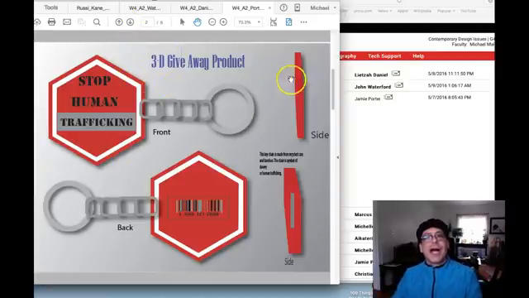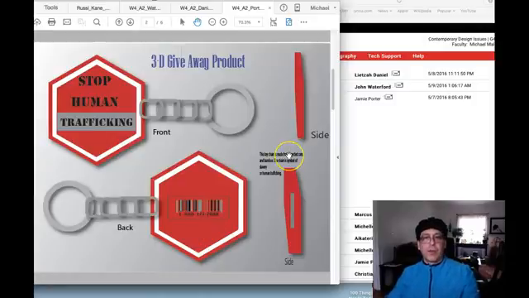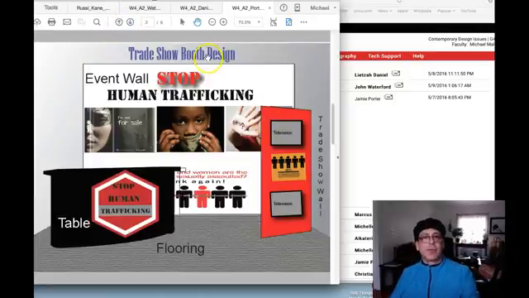Okay? Your 3D product, don't forget, you have to mock this up. Actually build it with your hands. Find stuff and build it, put it together with your hands so that we can see it and you can hold it. And that's what a mock-up is. And we always do that in design in order to get a good, tangible feel of what your design is going to be like. So you need to mock that up and take pictures of it. Trade show booth, stop human trafficking, okay, table, and then a wall, and then the floor, okay?